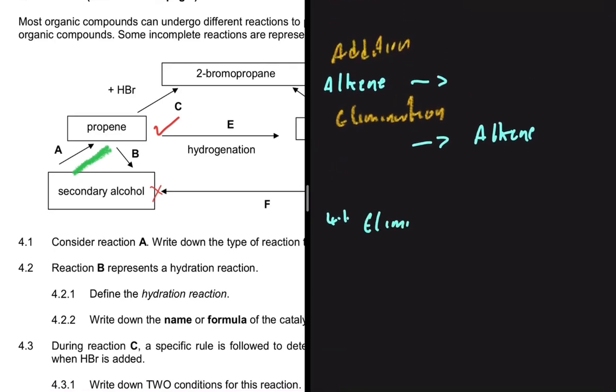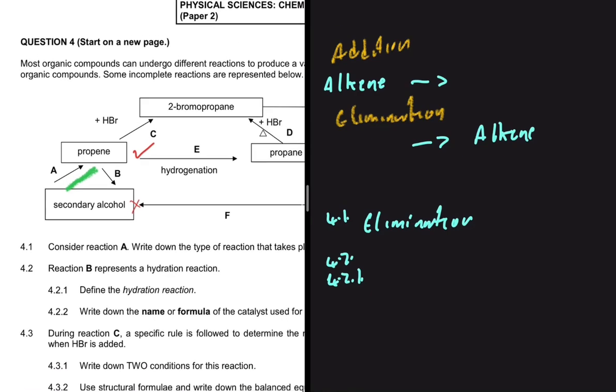It's elimination, just because we know that if a reaction ends with an alkene, it's elimination. If it starts with an alkene, it's addition. And if none of that is correct, then it is a substitution reaction. Let's do 4.2 and 4.2.1. Reaction B represents a hydration reaction.